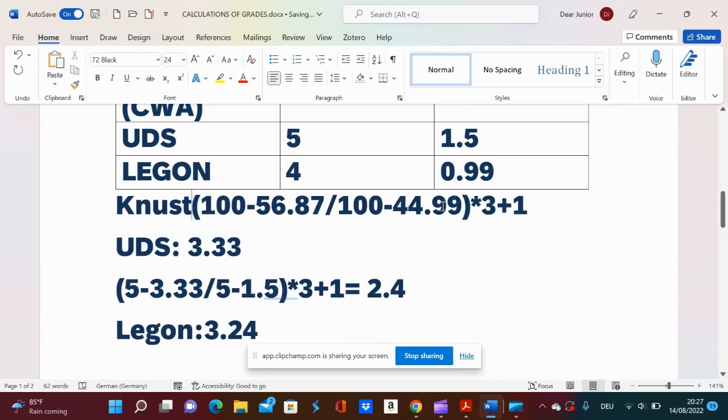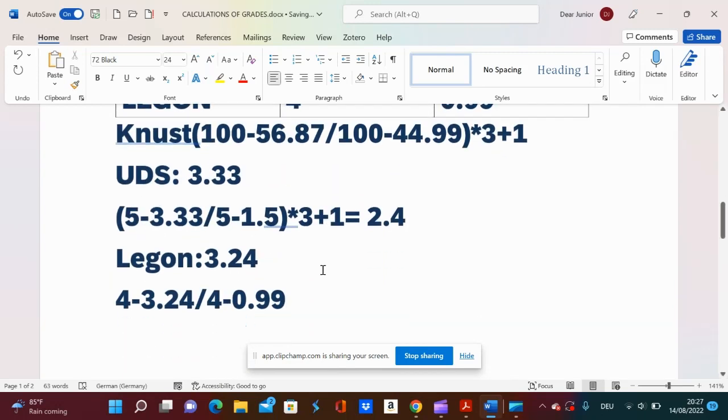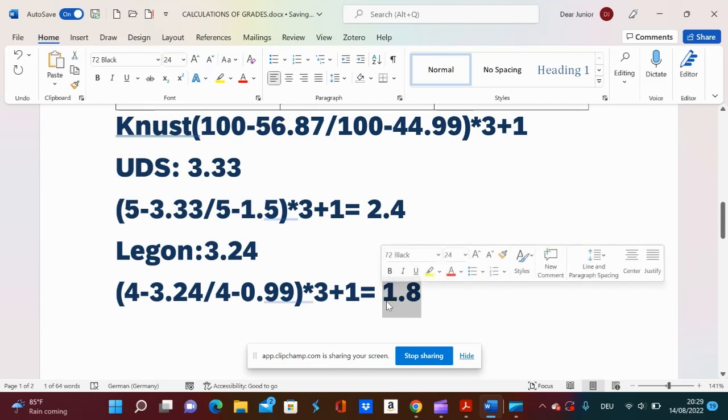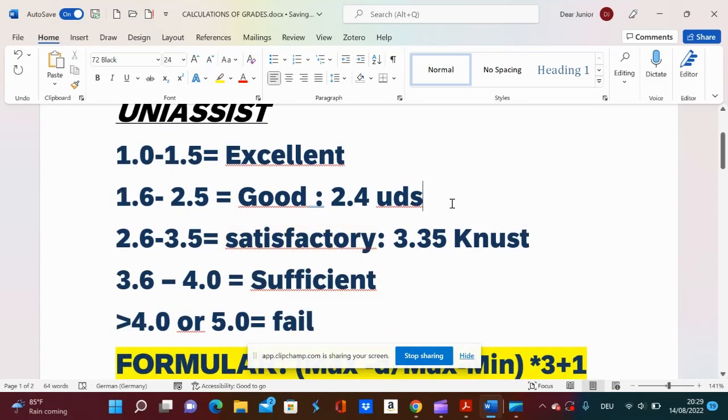3.24. And for Legon, the highest is 4, right? 4 minus D. D is 3.24, over 4 minus 0.99, all into brackets, times 3 plus 1. When you do this calculation, you get 1.8. Let's check it in the German grading system. 1.8 is good, right? So Legon is 1.8.